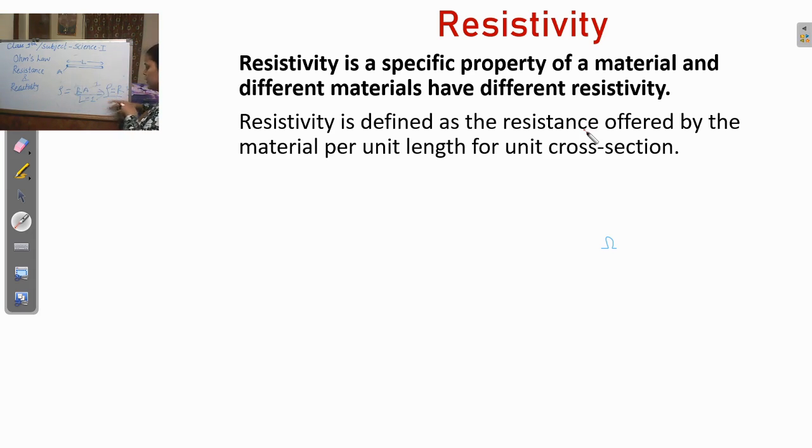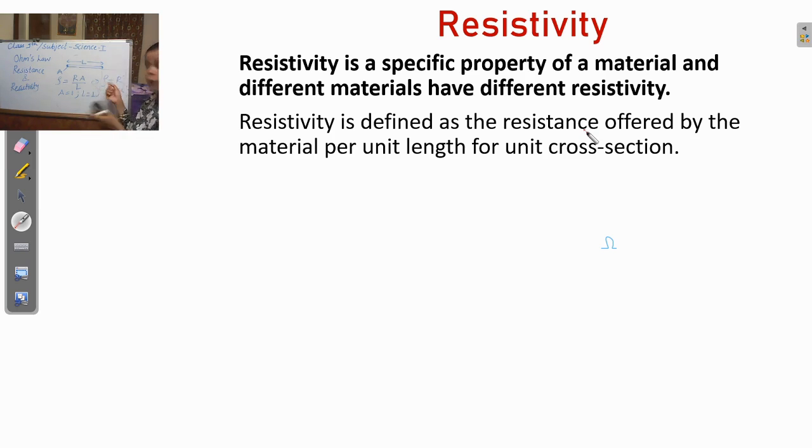So what is resistivity? Resistivity is defined as R, and R is the resistance. In which condition? When the length is 1 and the area of cross section is 1. Let me repeat: we have this formula, rho equals R into A upon L. If we put A equals 1 and L equals 1, then rho equals R.